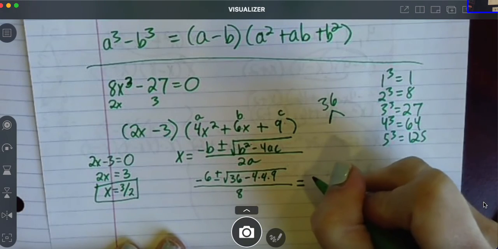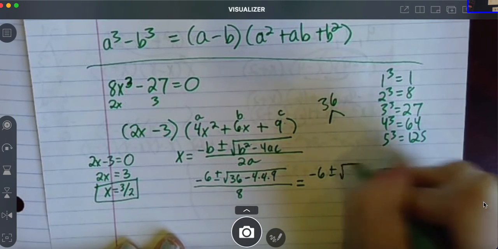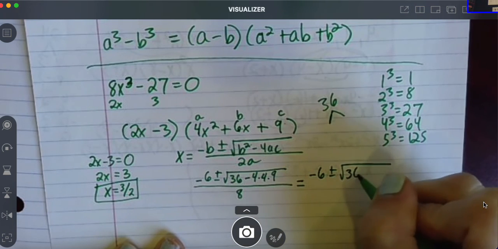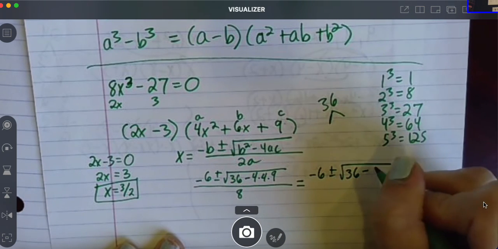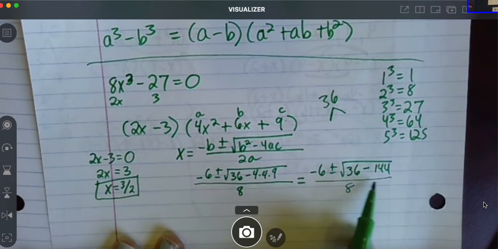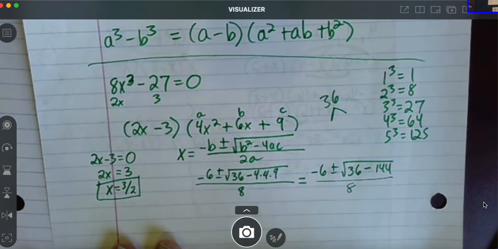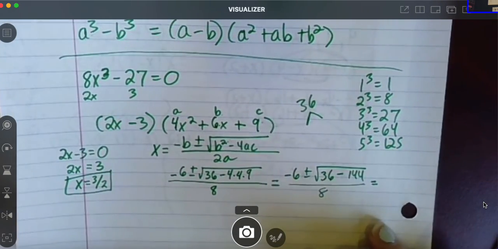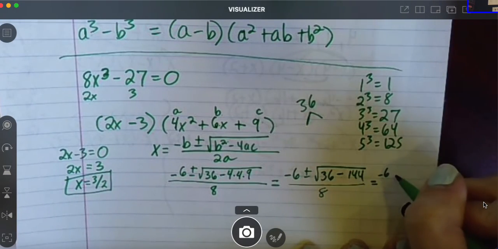Now, what he was saying was we're going to figure out what's in here. And the 4 times 4 times 9 was what? 144. All over 8. Now, if I subtract those numbers, I have a negative under there. What's 36 minus 144?